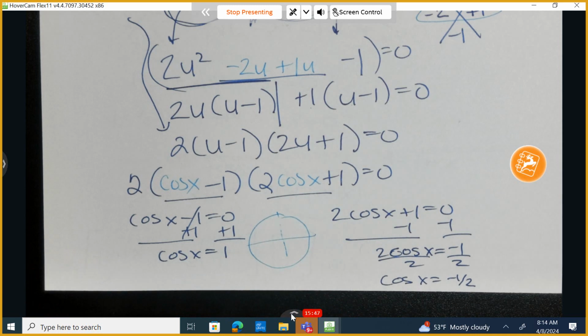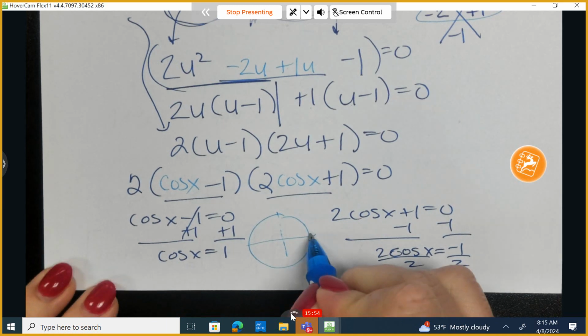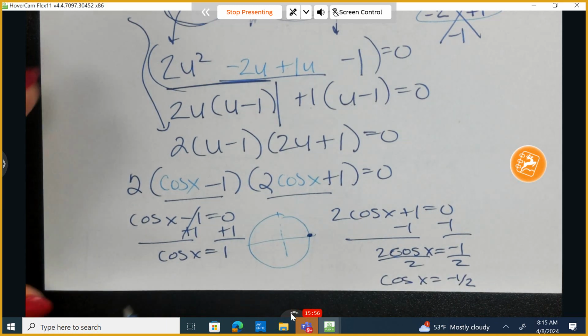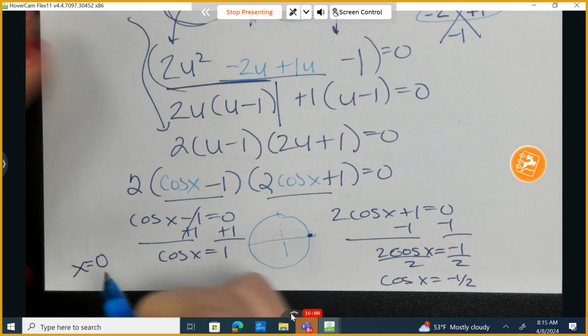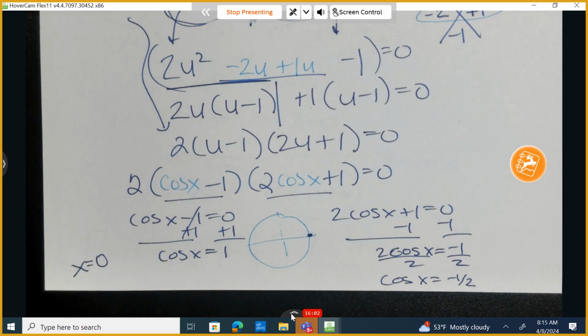Cosine is like our x value, doing 1 revolution in terms of radians. Where is the cosine equal to positive 1? Right here at 0, or 0 pi. So I believe, tentatively, one solution for x is 0. Or you can write 0 pi if you prefer.